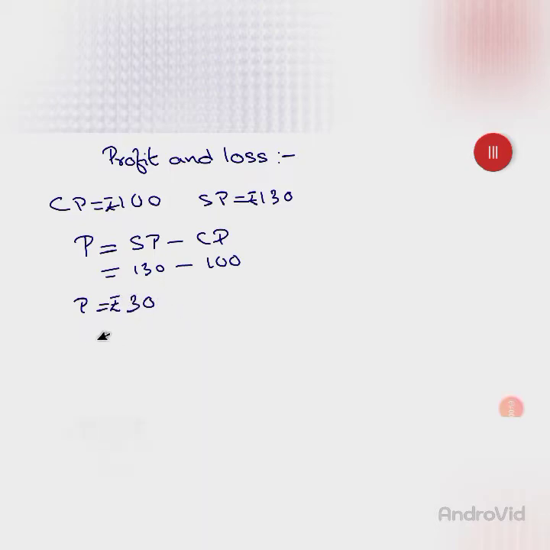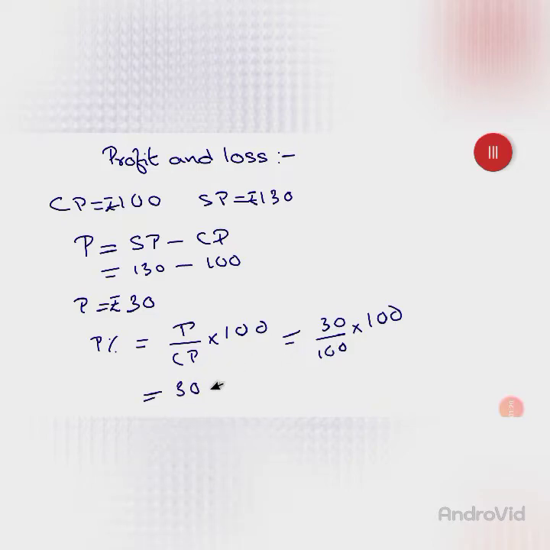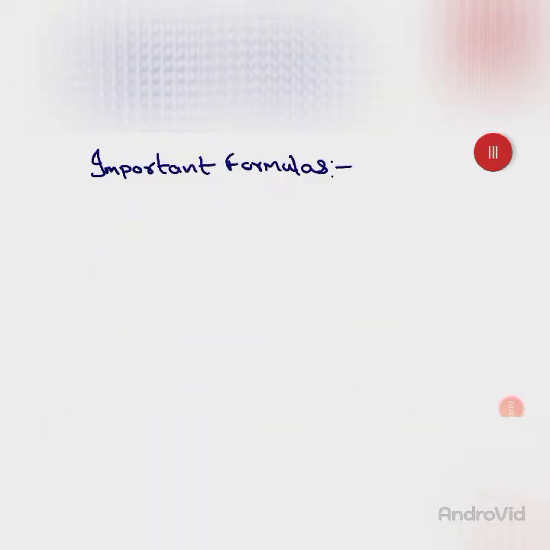Rupees 30. Now we find the profit percent. Profit percent will be profit by CP into 100. Now let's put the value, 30 by 100 into 100. Therefore the profit percent is 30%. Now let's learn some important formulas which we are going to use in this chapter.